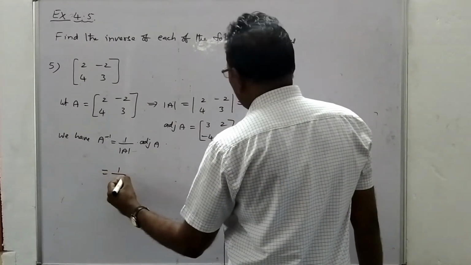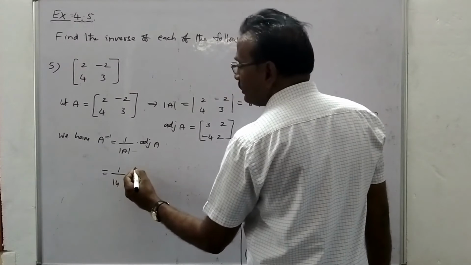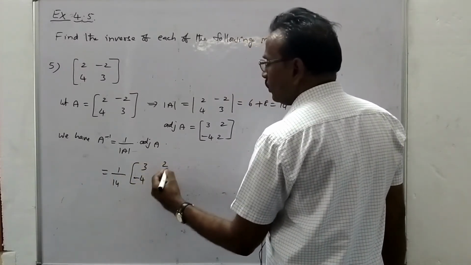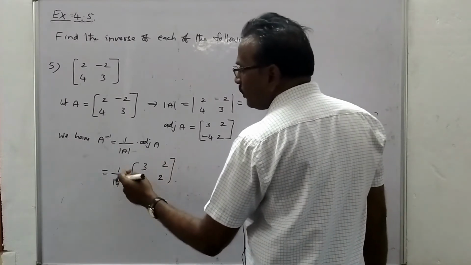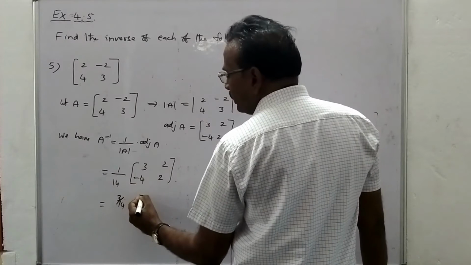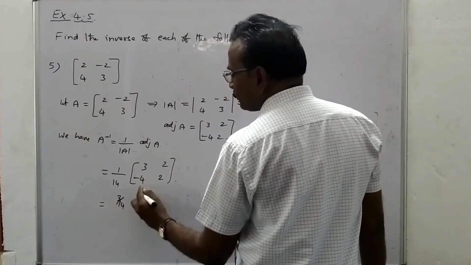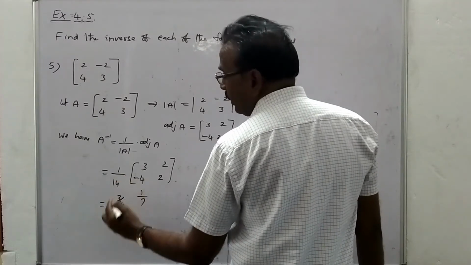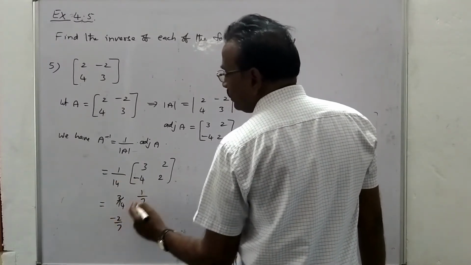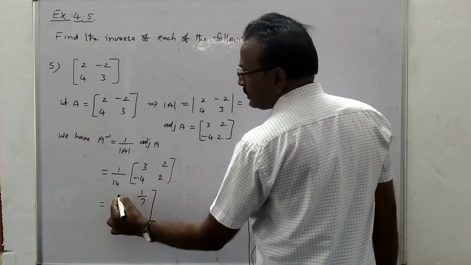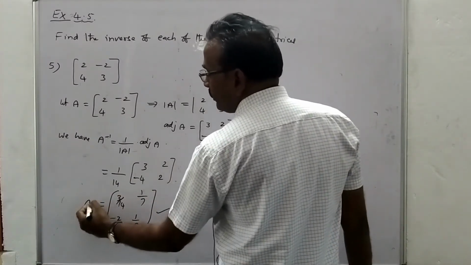So that is 1 by 14 into adjoint of A, which is 3 2 minus 4 2. So multiply every element by 1 by 14. So that is 3 by 14. 2 by 14 is 1 by 7. Minus 4 by 14 is minus 2 by 7. 2 by 14 is 1 by 7. So this is the inverse of the matrix. A inverse is equal to this one.